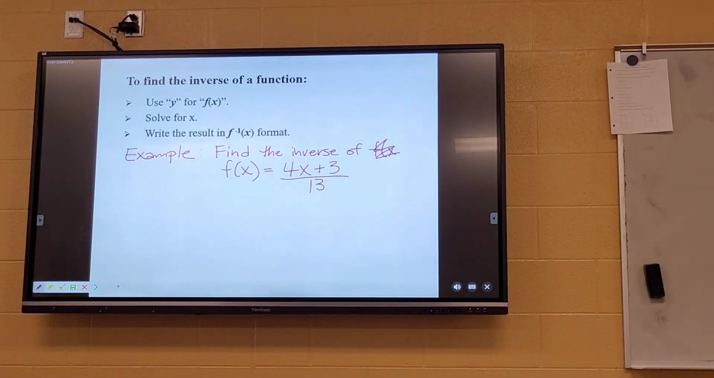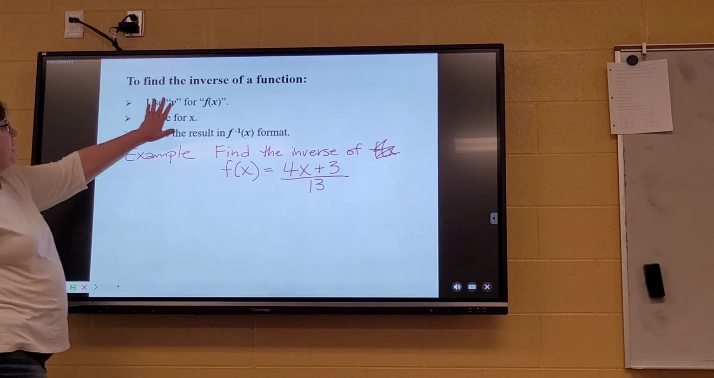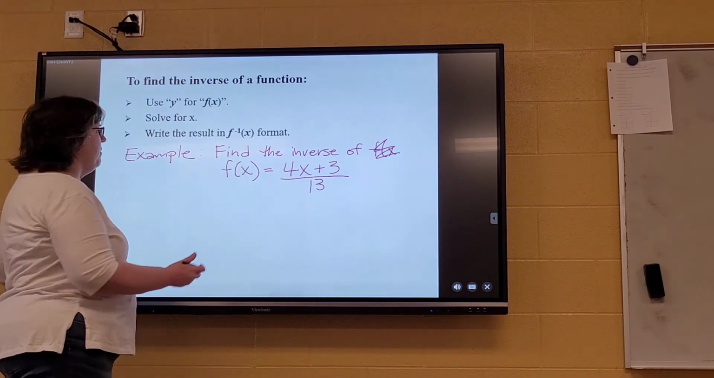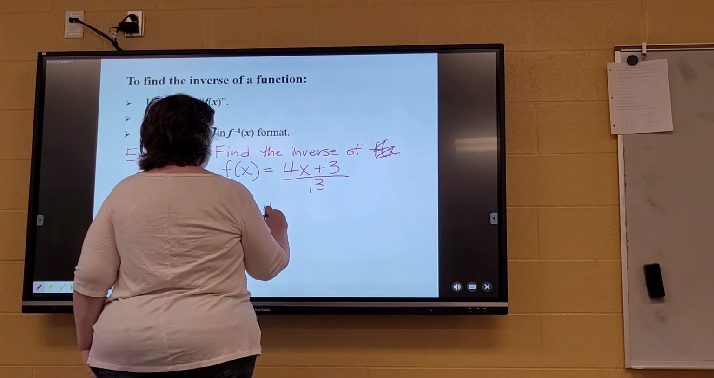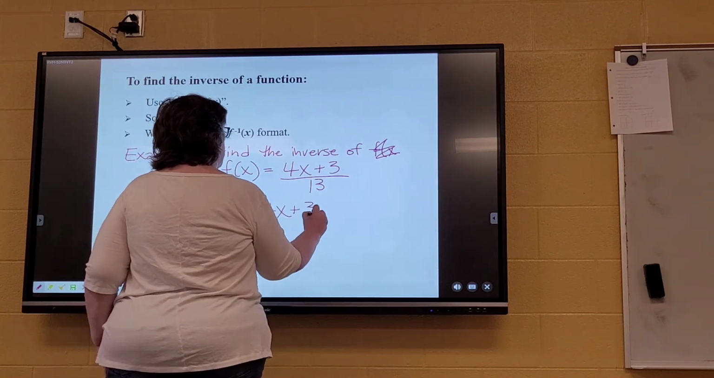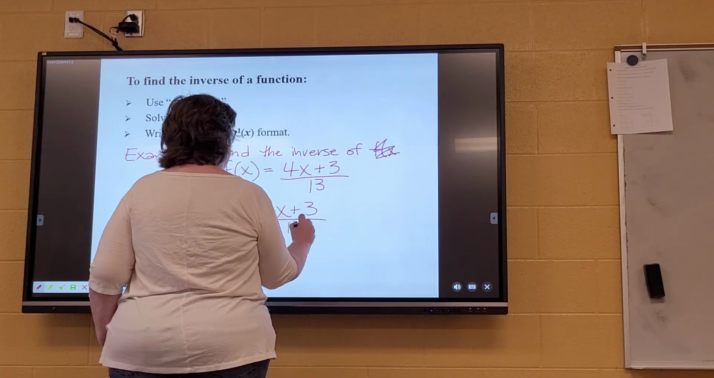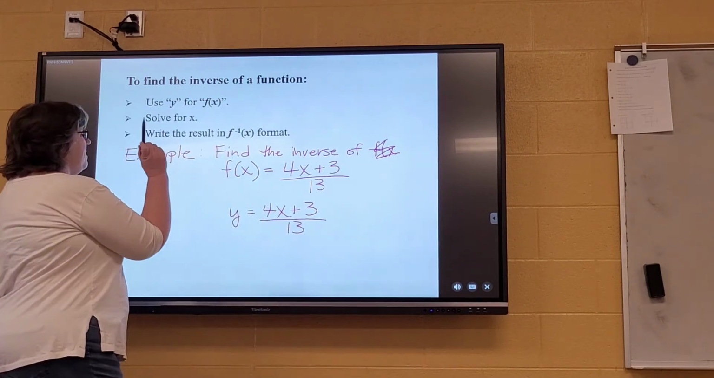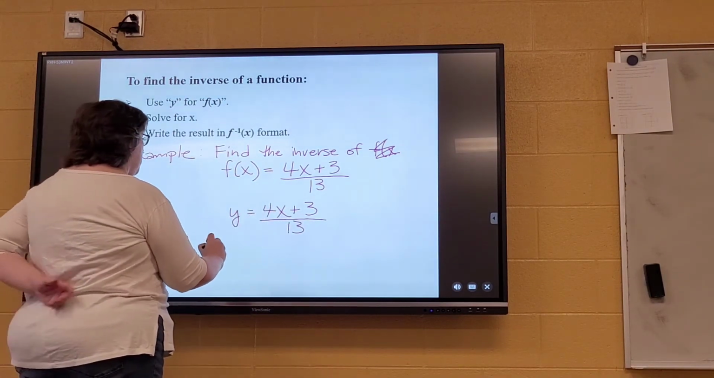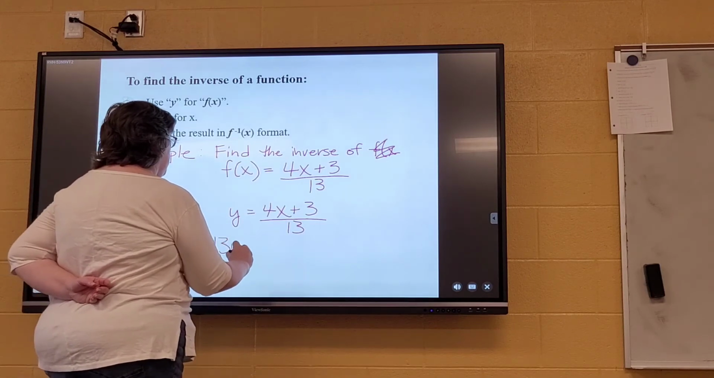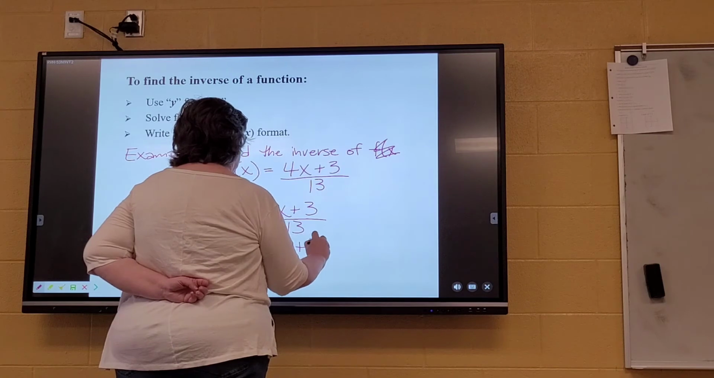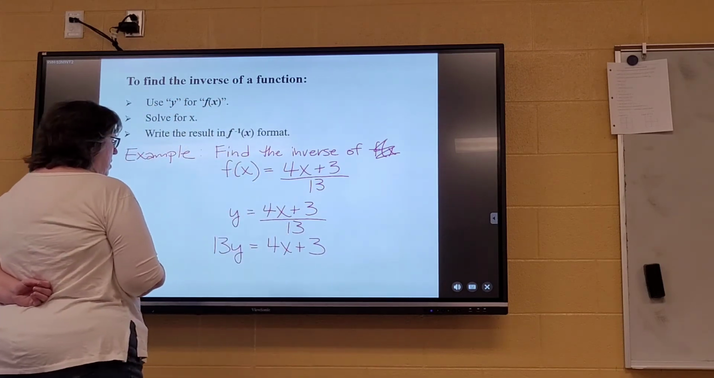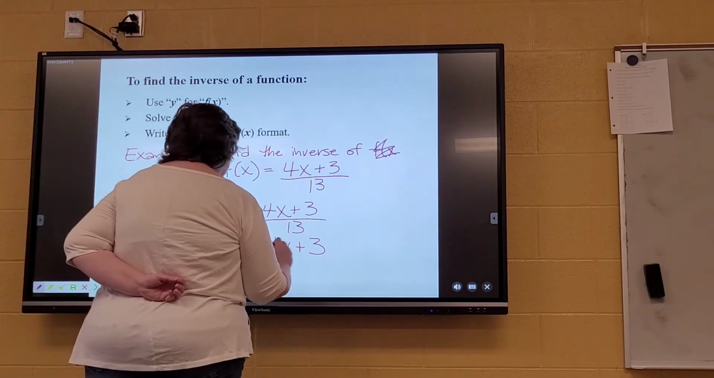That'll work. All right, so the first step is to replace the f of x with y. So I've got y is equal to f of x plus 3 divided by 13. And then I need to solve for x. So I'm going to multiply both sides by 13. Subtract 3 from both sides.